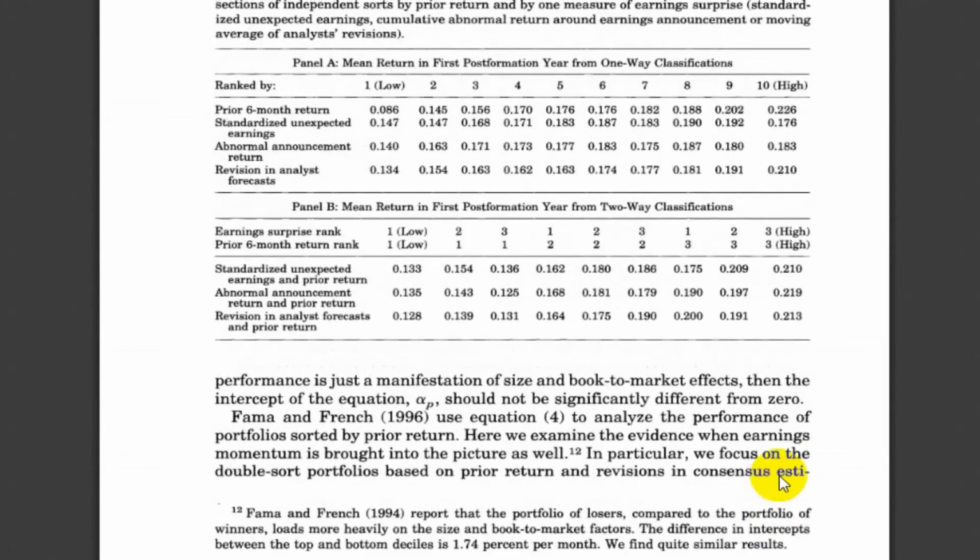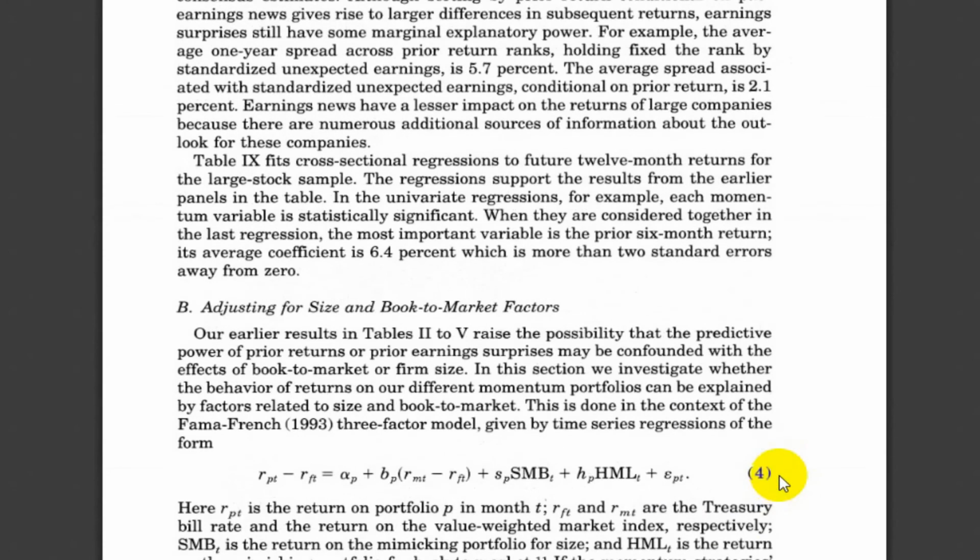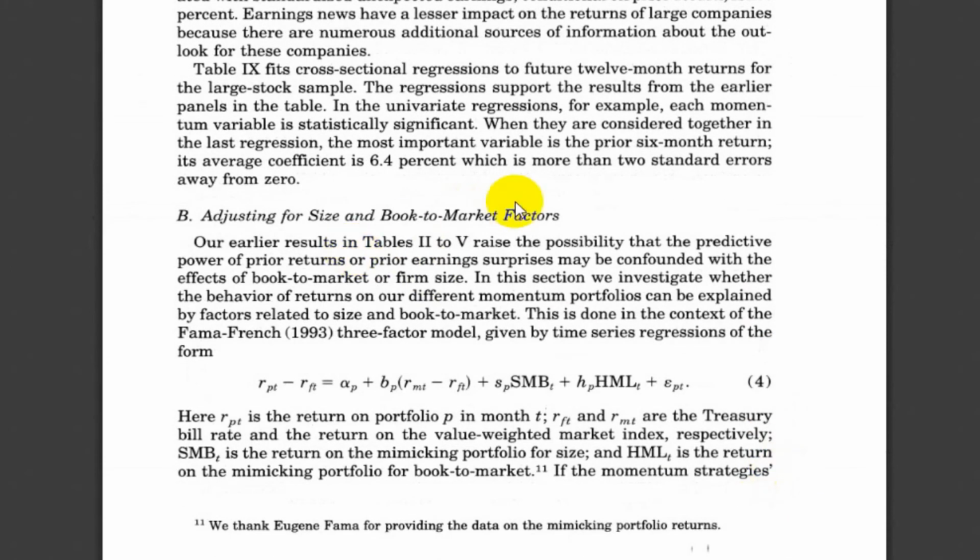Okay, so let's go back up to section 5B, where we're going to adjust this for the size and book to market factor. And so we found before that the prior earnings surprises and the price momentum results of the study may be due to the effects of book to market or firm size. So we're going to see if these excess momentum returns can be explained by the size and book to market ratio. And so this is done with Fama French's 3-factor model.